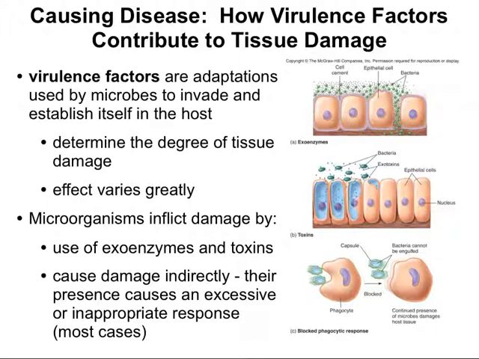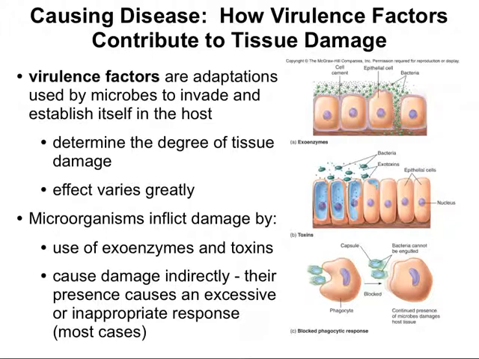Microorganisms can inflict damage in one of two ways. They either use exoenzymes and toxins, or they cause damage indirectly. In essence, their presence causes an excessive or inappropriate response. This is what happens in most microbial infections. However, it's more interesting for us to look at the mechanism of exoenzymes and toxins and how they act.